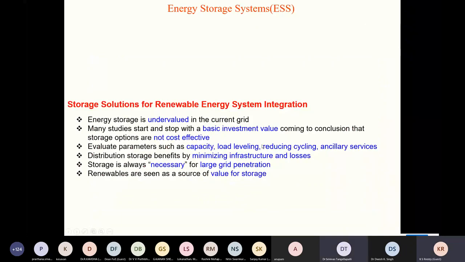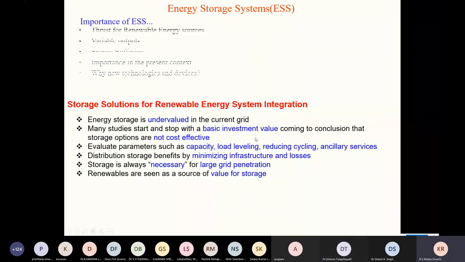Then there are three different energy storage systems. ESS means energy storage. There is a thrust for renewable energy sources. Viable outputs are important, and energy buffering is also important. If all of a sudden there is cloud coverage, then we need to store energy temporarily, which is called buffering. It's important in the present context because viability, reliability and flexibility are important. So therefore, we have to use new technologies and new devices for that. Storing renewable energy and system integration is very important, and it can be grid connected or non-grid connected.